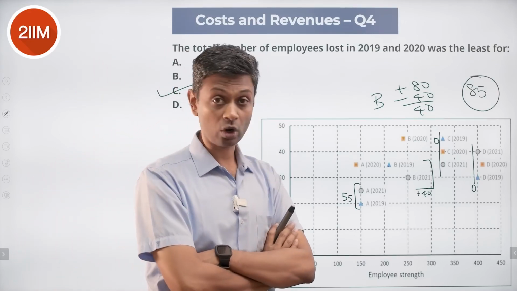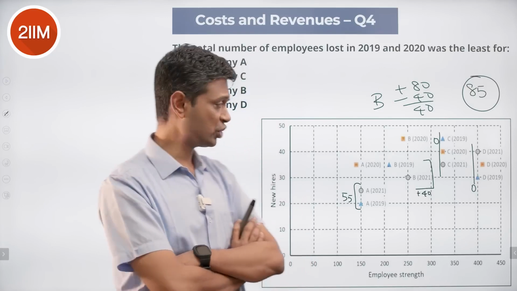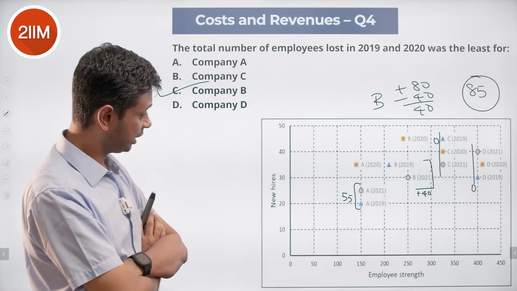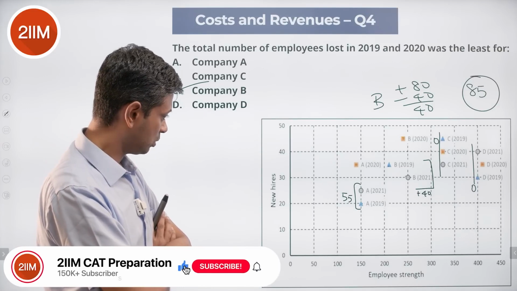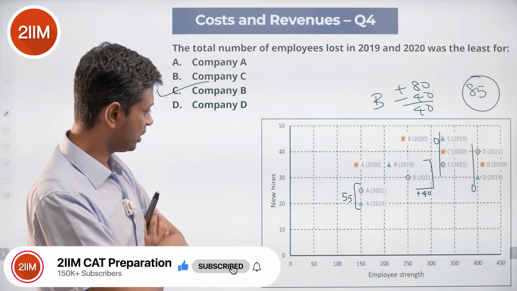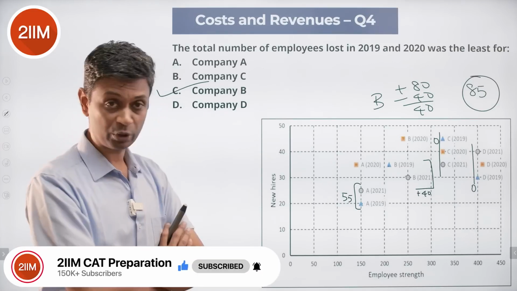C and D have lost a lot. They've recruited a lot, the headcount has not changed. A has recruited some, but their headcount has not changed. So A from 19 to 20 is no change. 19 to 21 is no change.